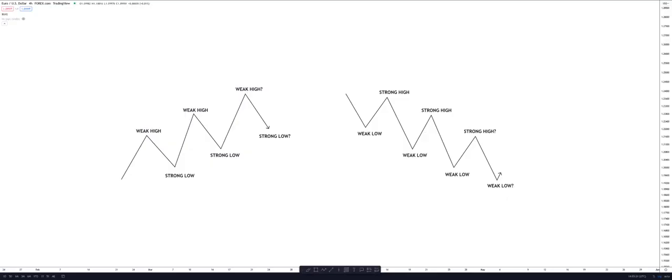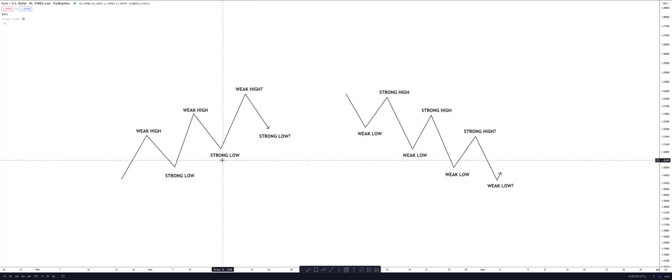Right, so getting into the concepts of weak and strong highs and lows on a very basic, simple level. In a bullish trending market, we'll have strong lows and weak highs. In a bearish trending market, we'll have weak lows and strong highs. Now, a strong low or a strong high are lows and highs that we expect to hold strong and not be broken. And weak highs and lows are the opposite. We expect them to be broken.